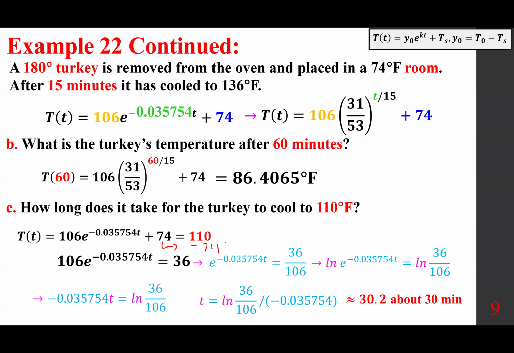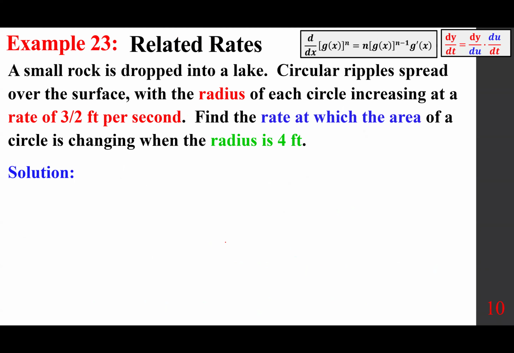So that's pretty straightforward. A related rates problem: a small rock is dropped into a lake. Circular ripples spread over the surface, with the radius of each circle increasing at the rate of 3/2 feet per second. Find the rate at which the area of a circle is changing when the radius is 4 feet.